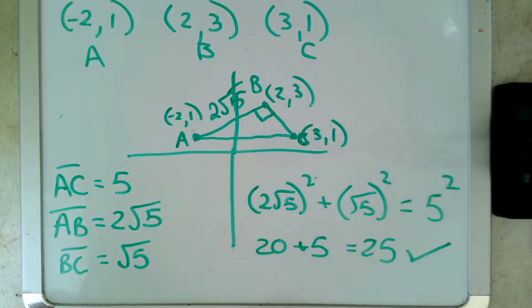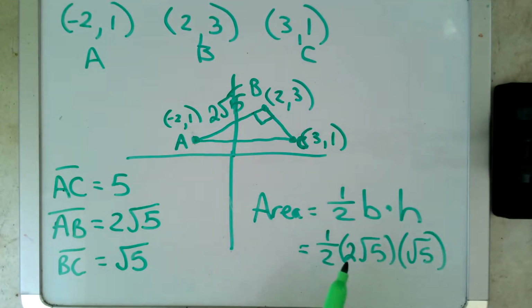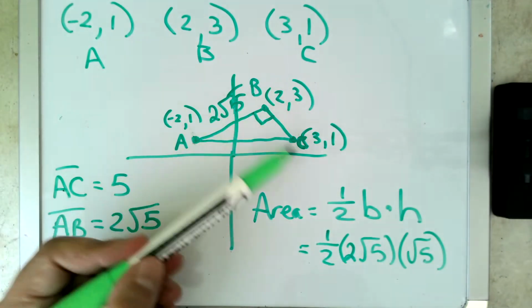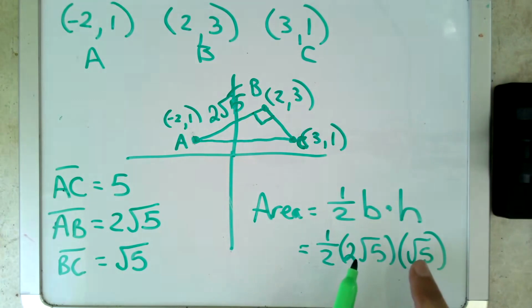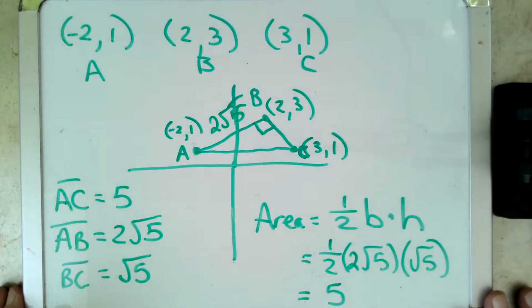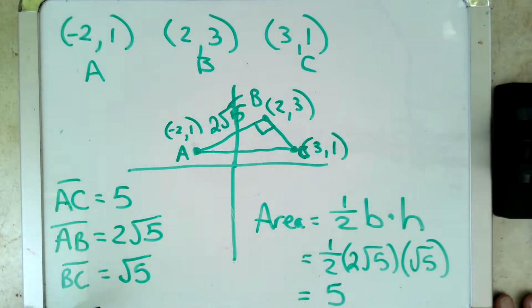And since this is a right triangle, area is just 1/2 base times height: 1/2 times 2 root 5 times root 5. So there's my base and there's my height, or I could do it vice versa, right? Because multiplication is reversible. And so my area of this triangle is 5, right? Root 5 times root 5 is 5, times 2 is 10, times 1/2 is 5. And so that is how you go from having 3 points to finding side lengths and the area of the triangle.